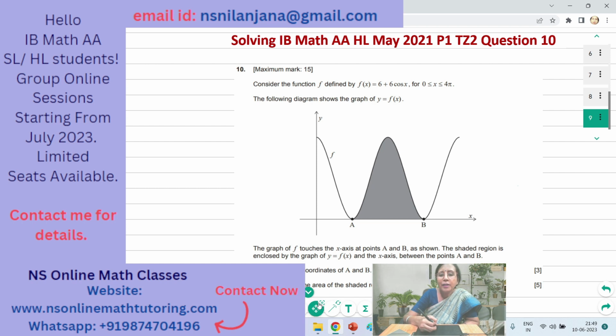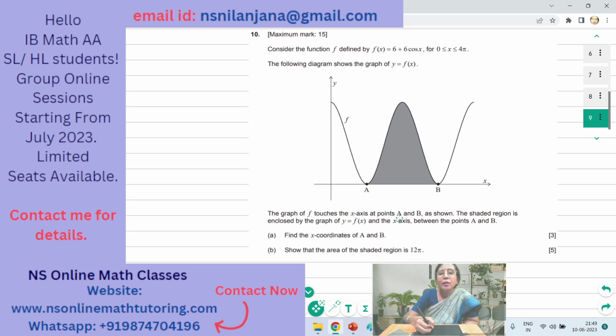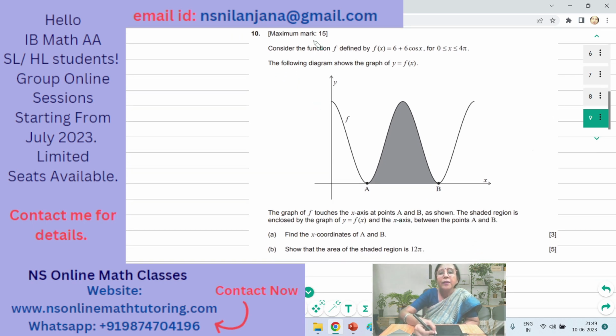So without any further delay, let us start with question number 10. Maximum mark is 15, and it says: consider the function f defined by f of x equal to 6 plus 6 cos x for x between 0 and 4 pi, both included. The following diagram shows the graph of y equals f of x.